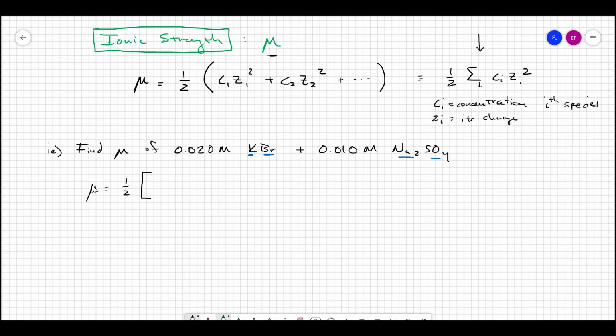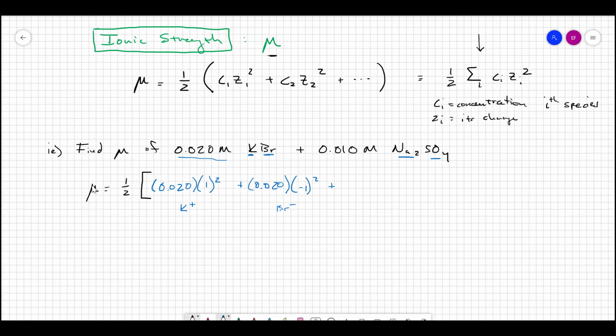So let's start with potassium bromide and work our way left to right, just logically here. The first concentration, potassium, is going to be 0.02. That's the concentration of potassium when this dissolves, right? 0.020, and then we multiply that by +1 squared, so this is potassium. And bromide is going to be the exact same, 0.020 times -1 squared, so this is bromide.